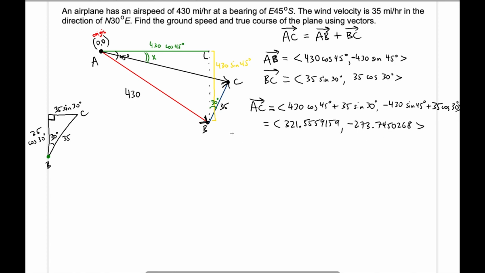Now it remains to find the magnitude, right? Because we want to find the true speed of the plane, right? Because this is the true vector, given that there's also a force of the wind acting on the plane. Right? So that means we're going to find the true speed of the plane by finding the magnitude of AC. Right? So the magnitude is going to be basically the square root. Notice it's going to involve a Pythagorean theorem, basically. You're going to square both of these and add them together.